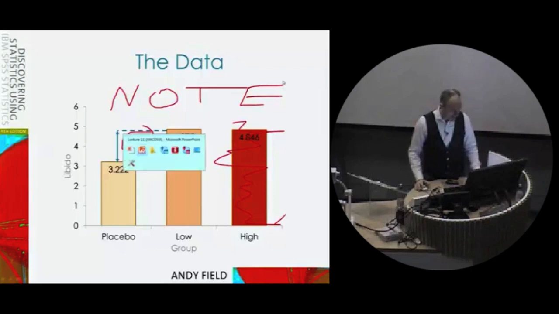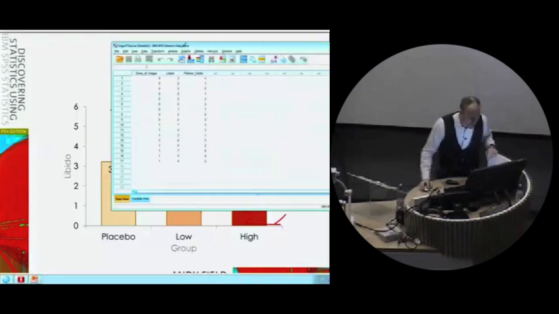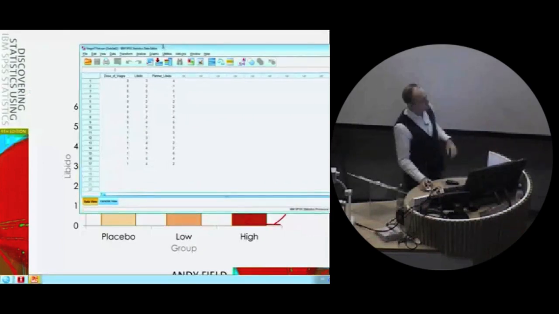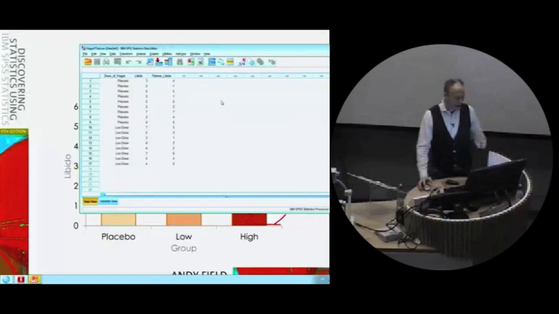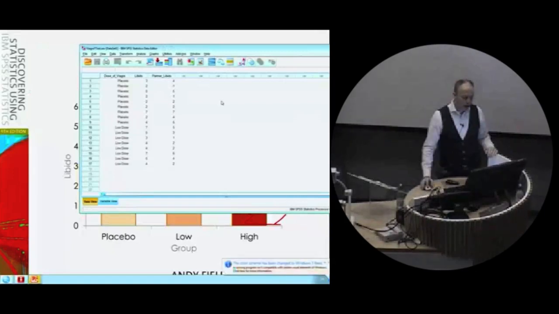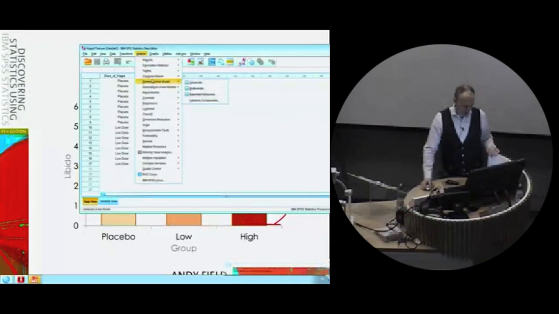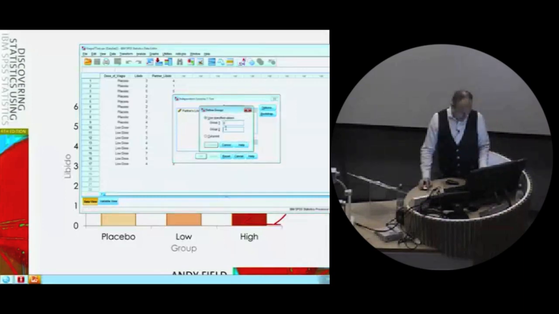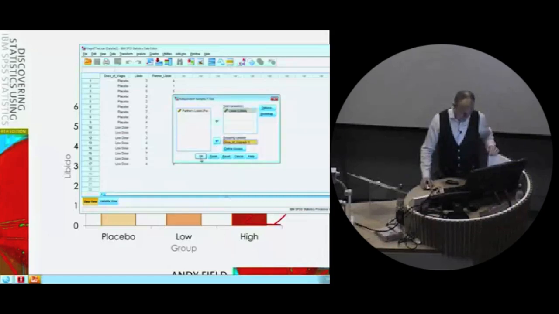So let's do a t-test. This is where I managed to demonstrate that I don't actually know how to use SPSS very well. But anyway, so here's our data. So, hang on, let me do that so it's a bit clearer. So we've got our placebo group, we've got our low dose group, and we've got scores of libido for our participants. So, right, how do we do a t-test? Compare means. Independent samples t-test. Test variable is going to be libido, and our grouping variable is going to be dose, and I've probably coded that 0 and 1. So, t-test, happy days.